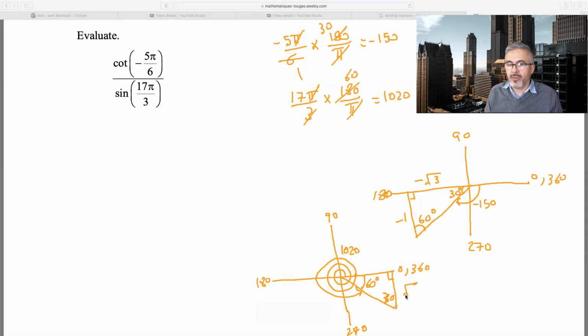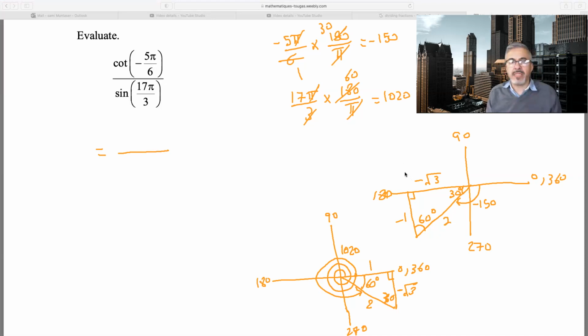Opposite to 60 is √3 from the special angle triangles, and it's got to be negative because the y-axis here is negative. The hypotenuse is 2, and this is 1 because it's positive since the x-axis here is positive. Forgot to write the 2 here for this triangle. Now, you could start doing this.